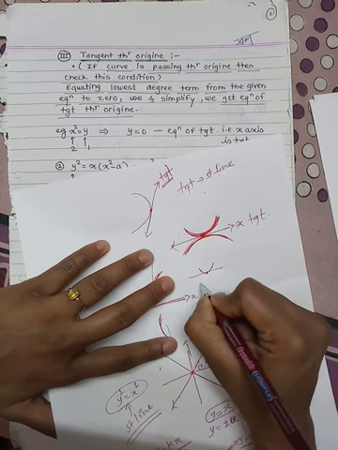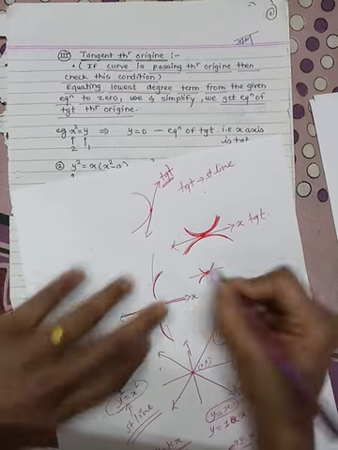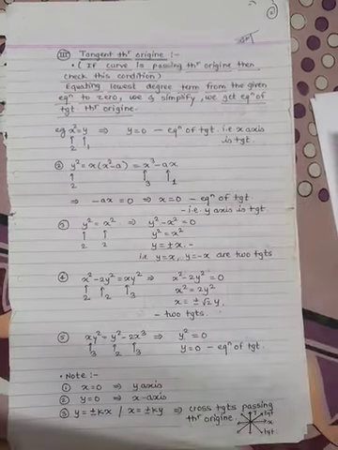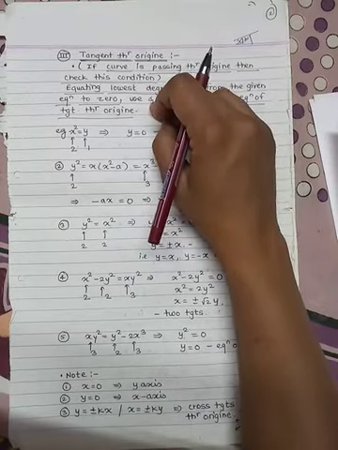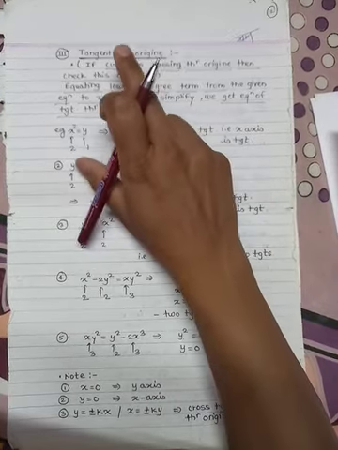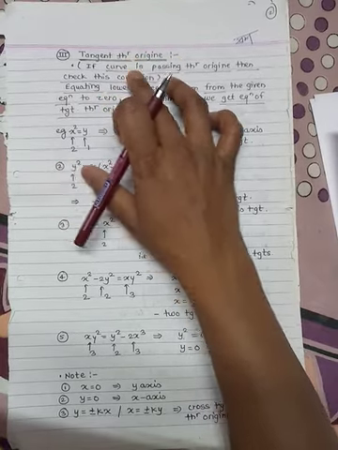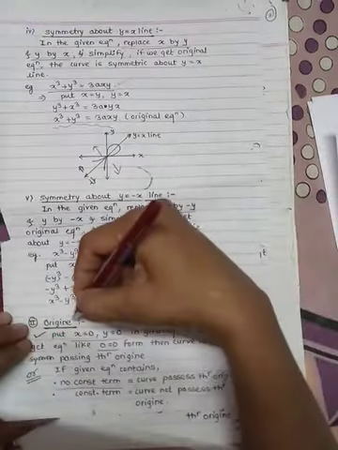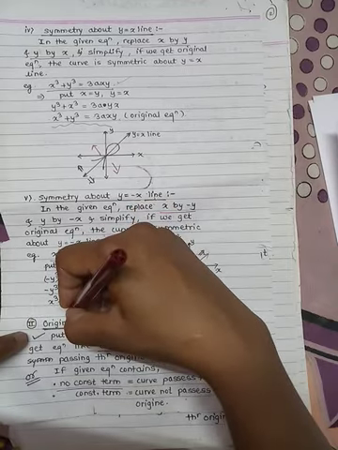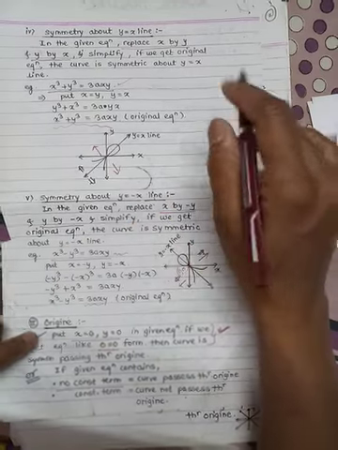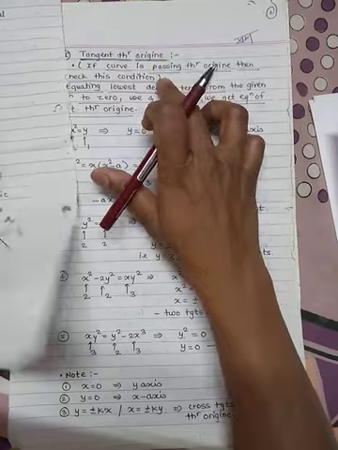Only one point, that is the origin point. So tangent through origin, what is the condition for that? This is your third condition, and when we have to check this condition, if the second condition is satisfied, then we can check for the third condition.